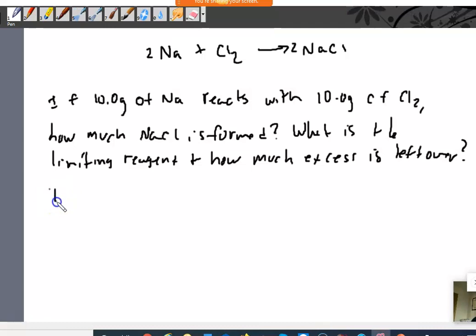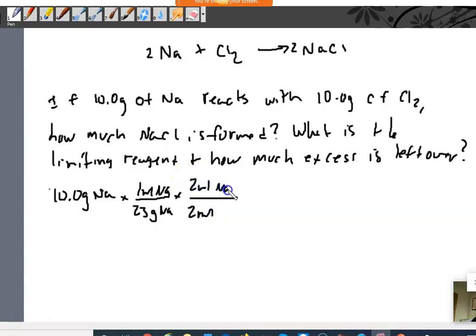Okay, so start with 10 grams of the sodium. Sodium is 23 grams per mole. And it's a 2-to-2 ratio, which is basically 1-to-1. So if you left this out, you'd still get the right answer, but that's not a good strategy. You should still put it there just in case. So 23 plus 35.5, 58.5 grams.